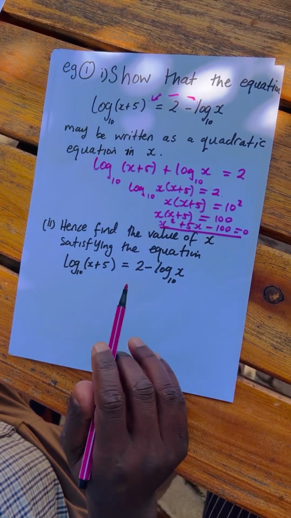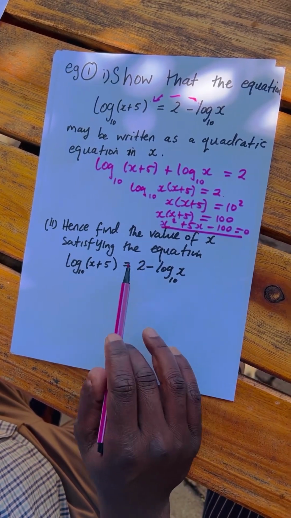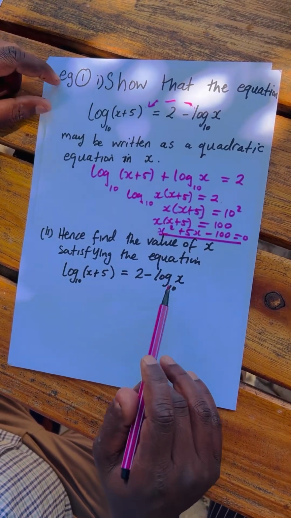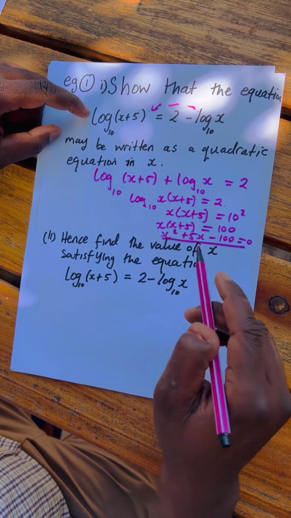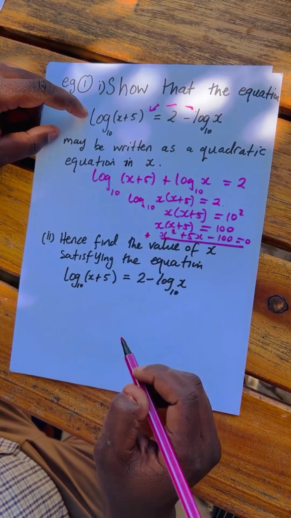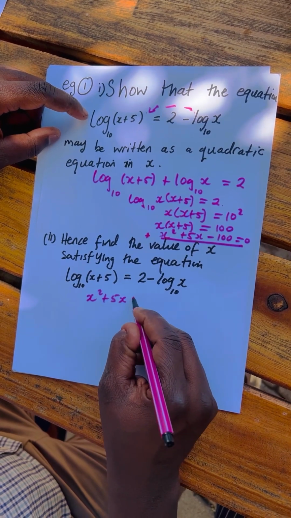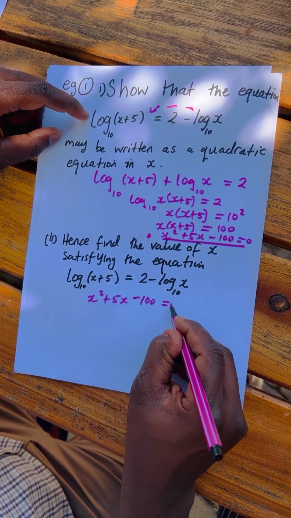Part 2 says, hence find the value of x after you solve that. You see that this is exactly the same equation, so what we're doing is just coming back to what we have already. So we are going to solve x squared plus 5x minus 100 equals 0.